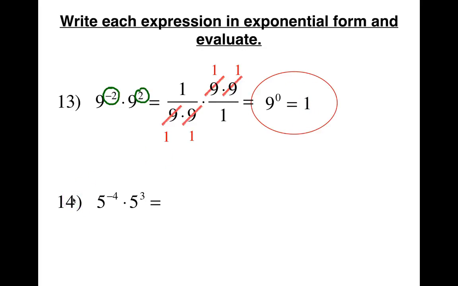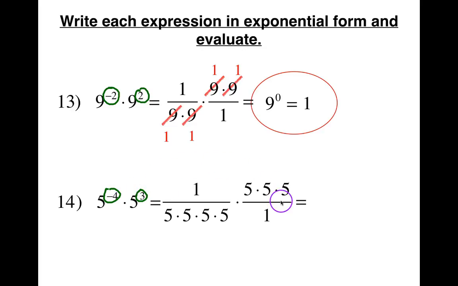Number 14, let's check how well we did. 5 to the negative 4th is 1 over 5 times 5 times 5 times 5. We're dividing since it's a negative exponent. And 5 cubed would be 5 times 5 times 5 over 1. And again, putting it over 1 just makes it easier for me when I need to reduce. I can go ahead and reduce the numerator and denominator by 5s. I do as many as I can until I can't anymore. So here I'm left with a 1 in the numerator, and I have one 5 in the denominator.